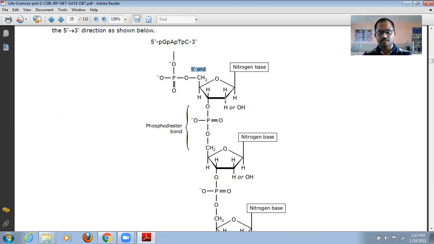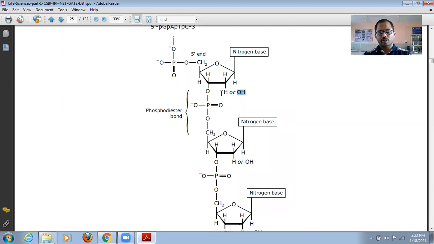Here again is an important point. There is either a hydrogen or a hydroxyl group here. In case of RNA, the hydroxyl group is there, and in case of DNA, this hydroxyl group is missing over here. That's why it is known as deoxyribose. In case of DNA, that hydroxyl group is missing, that's why it is known as deoxy. Remember. Now try to understand how this phosphate group attaches over here.